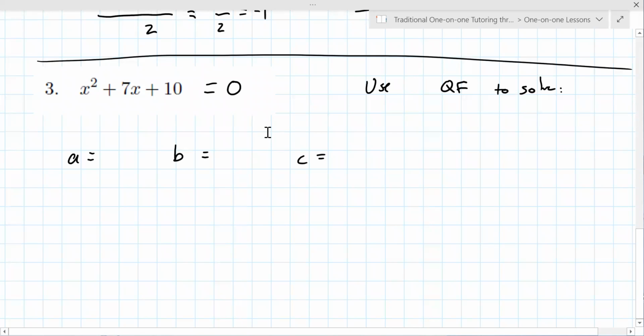B is the number in front of x. What number is in front of x? Just 1 again. And what is the number in front of x here? It's 7. C is the other number. C is 10. Perfect. Okay, so I want you to calculate b squared minus 4ac.